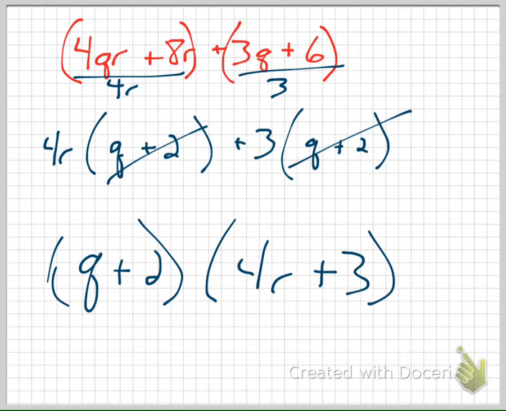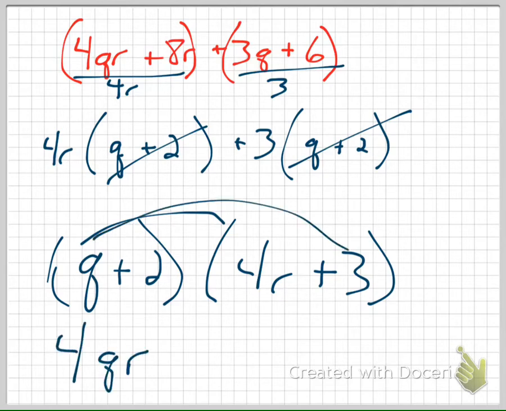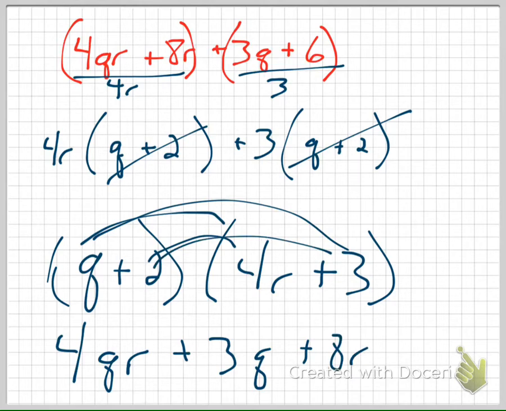Now, how do you know if you got that right? FOIL. Use the distributive property. What is q times 4r? 4qr. Oops, 4qr. What is q times 3? Plus 3q. What is 2 times 4r? Plus 8r. What is 2 times 3? Plus 6. Does that look familiar at all?